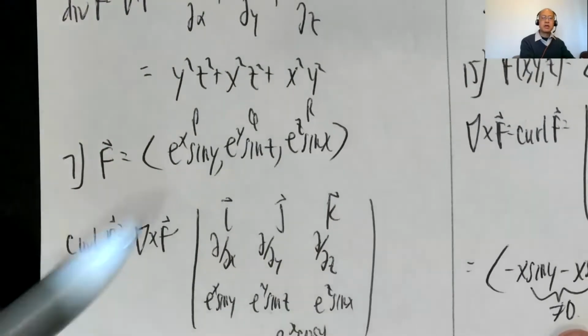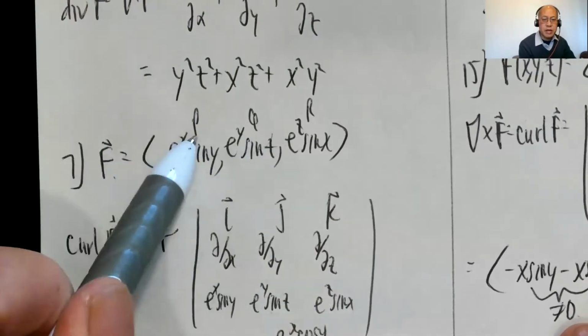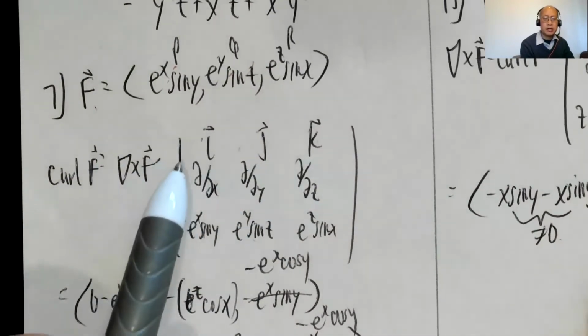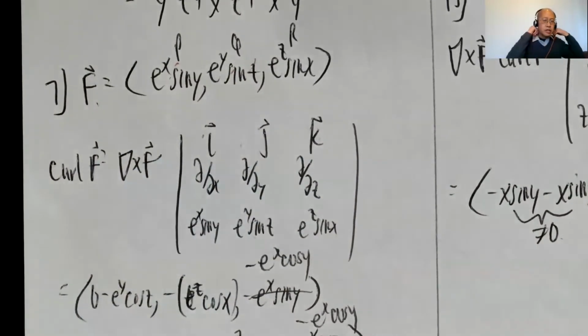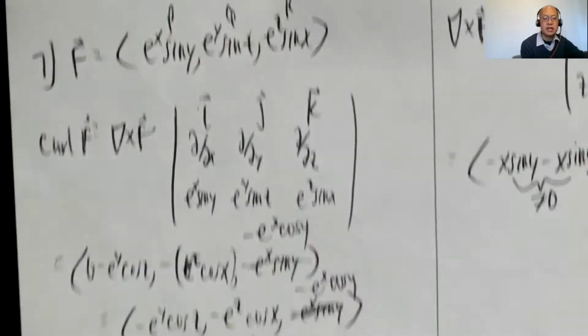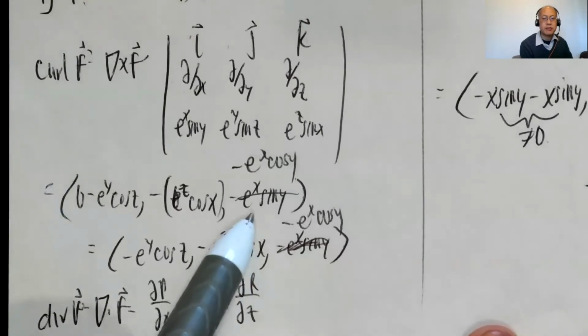Okay, 7, same thing. F is this: that's P, that's Q, that's R. For curl, it's always i, j, k, always the partials with respect to x, y, and z, and then you just put P, Q, and R: e to the x sine y, e to the y sine z, e to the z sine x. Looks like I messed up the first time I did it.